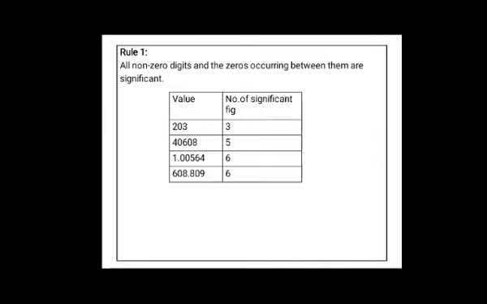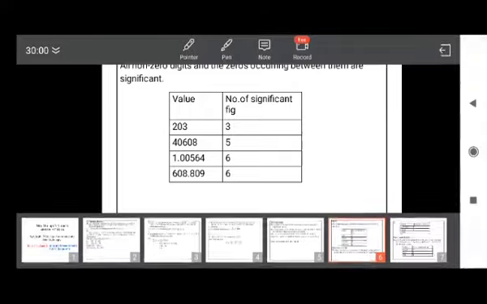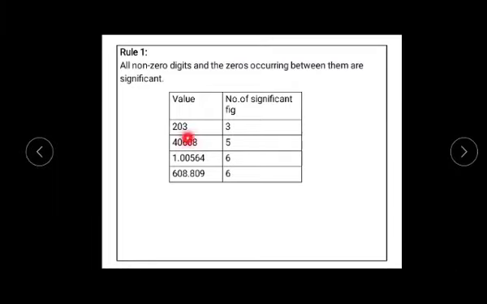Similarly, see the next example, 40608. Zeros are in between, but you have to count. So total number of significant figures for second one is 1, 2, 3, 4, 5. So 5. Okay. Now take decimal number 1.00564. After decimal point, 2 zeros are there, but again non-zero digits are written, so you count all, so that 1, 2, 3, 4, 5, 6. 6 is the number of significant figures. Similarly, last one, 608.809. So significant figures is 6. So this is rule number 1.